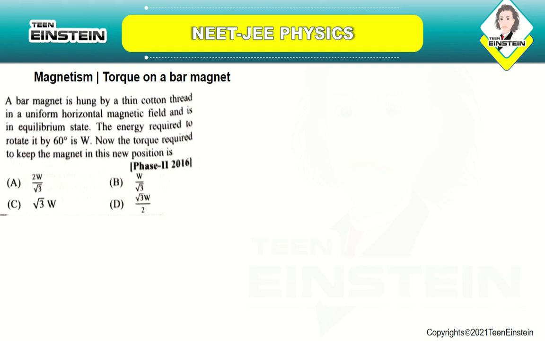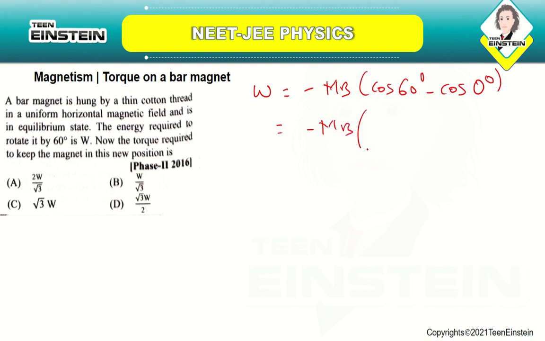Okay. So, W is equal to minus MB times cos 60 degree minus cos 0 degree. So, it is minus MB times cos 60, which is 1 by 2, minus 1. So, this will be 1 by 2 MB. Okay. And MB is equal to 2W.